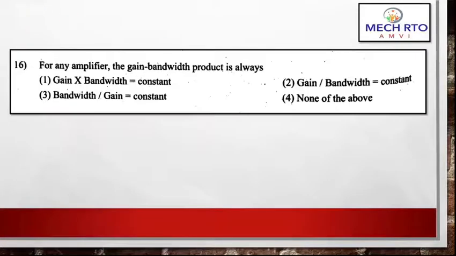Now moving on to the next question. For any amplifier, the gain bandwidth product is always. For this question, as the gain increases, bandwidth decreases, and vice versa. Hence the product of gain and bandwidth remains constant. Remember it, guys. This product will remain constant.